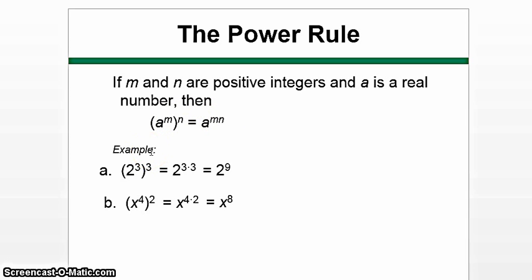Example: 2 to the power 3, again raised to the power 3. These two exponents are multiplied, which gives 2 to the power 9. x to the power 4, whole to the power 2, which gives x to the power 4 times 2. These two exponents are multiplied, which gives x to the power 8.